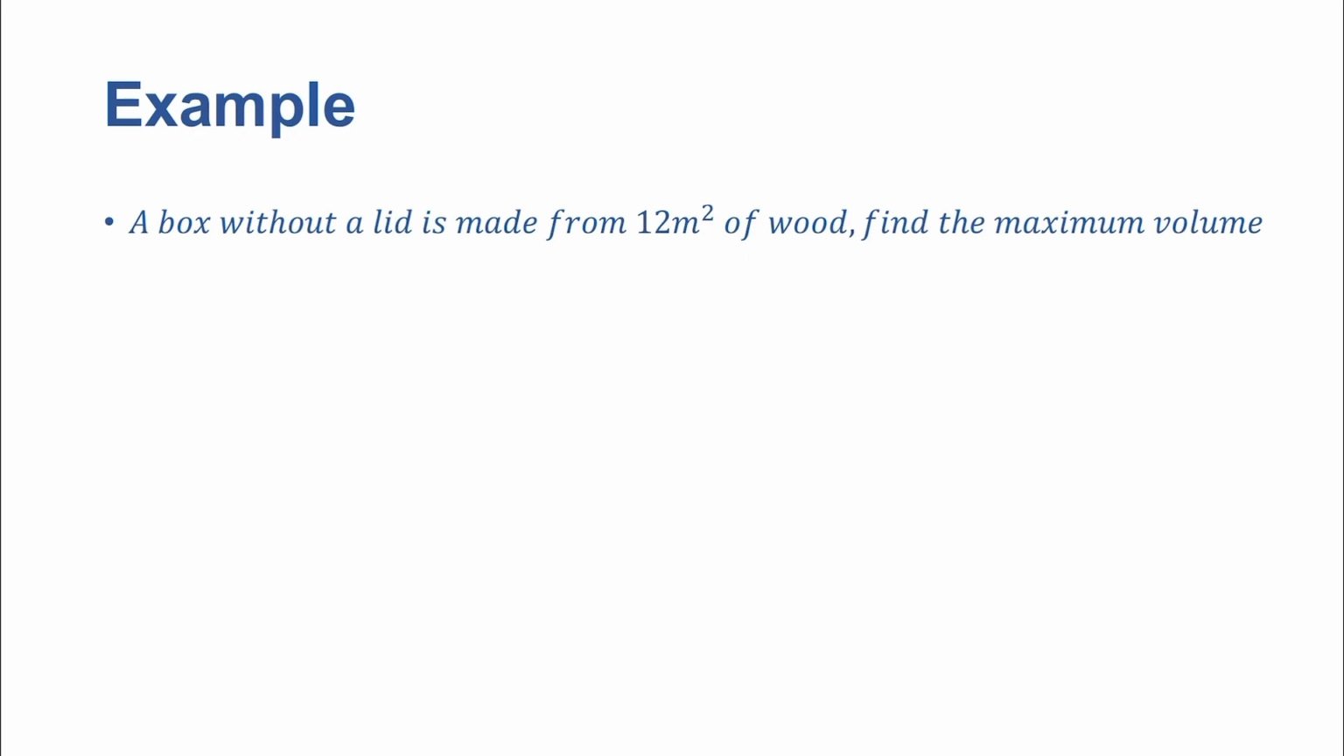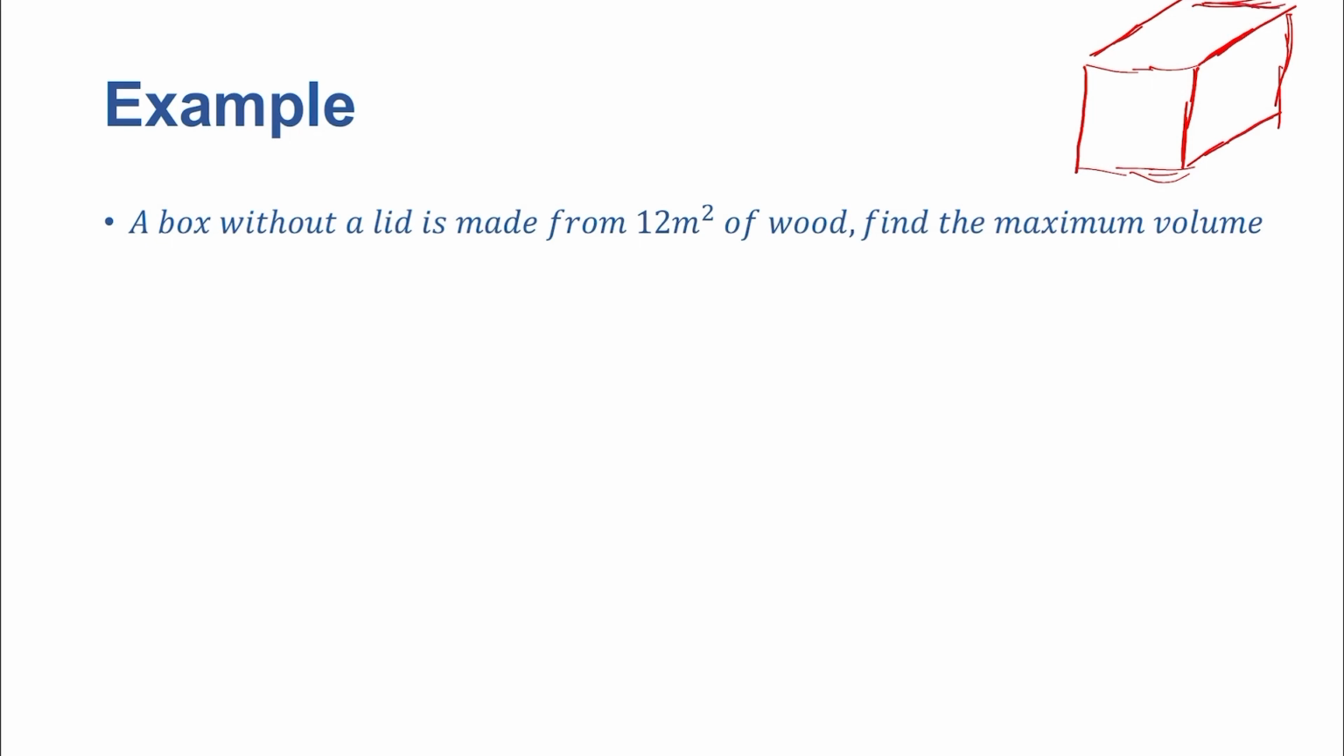We're just going to do one example today. I would like us to consider a box without a lid made from 12 meters squared of wood. Find the maximum volume that this box can be, given the constraint of 12 meters squared of wood to build it. So we can imagine that we have a box, with a side here, then some depth to our box, and then, of course, some height as well.